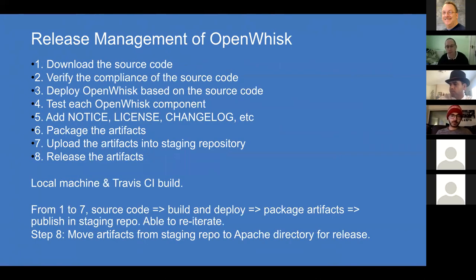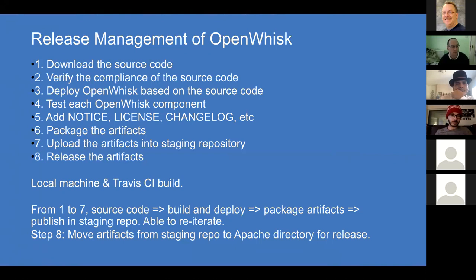I have identified 8 major steps. We can also call them epics, in order to make all the things happen. And all the 8 steps will happen chronologically. We cannot swap their orders. First, we need to have the source code, which we can download from GitHub. Second, we verify the compliance based on the Apache requirements, like checking the header, for example. After that, the third step, we need to deploy OpenWhisk and the client tools and the other building services to make sure everything is up and running.